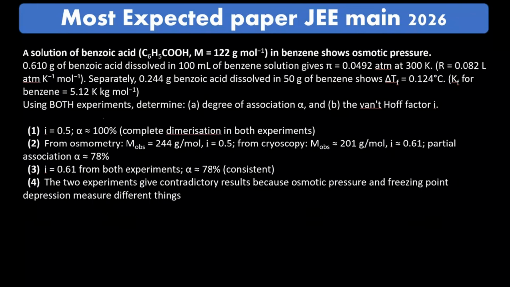In the next one, a solution of benzoic acid in benzene shows osmotic pressure. 0.610 gram of benzoic acid dissolved in 100 ml of benzene solution gives pi equal to 0.0492 atm at 300 Kelvin. Separately, 0.244 grams of benzoic acid dissolved in 50 grams of benzene shows this much. Using both the experiments, determine the alpha value and the Van't Hoff factor. Okay, usually they will be asking about the temperatures or the delta Tf value, right? But they have twisted this time.